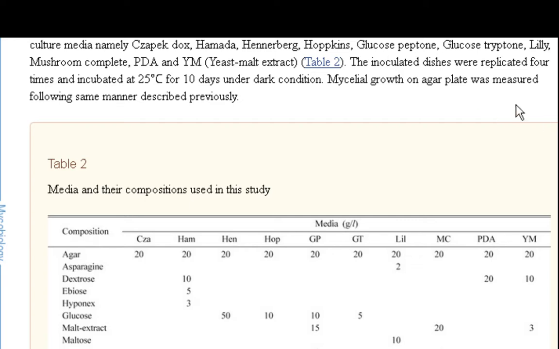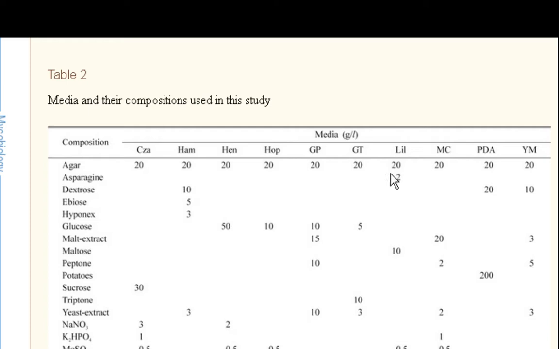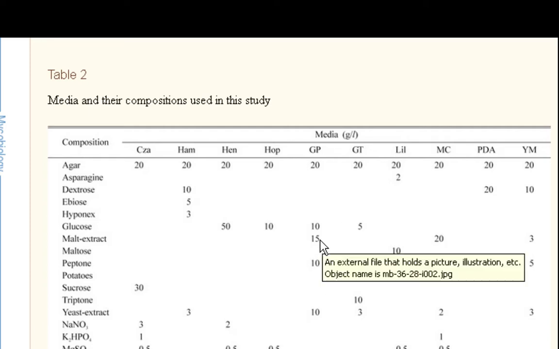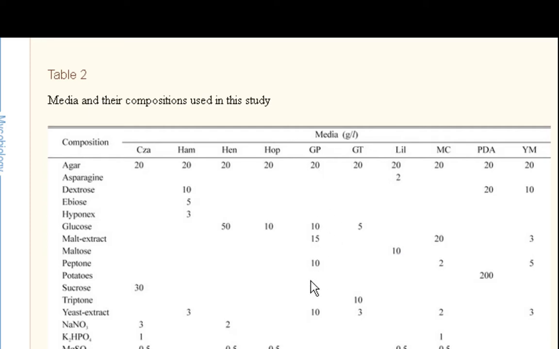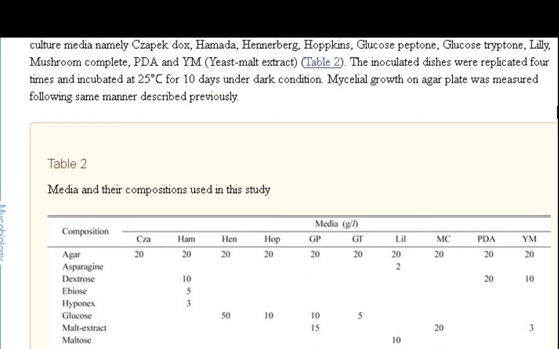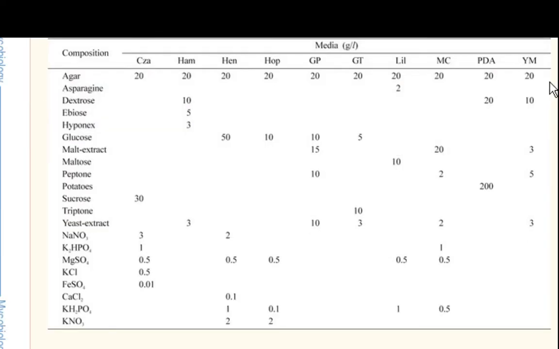Glucose, peptone. That uses malt extract and glucose and yeast extract. I don't believe that's what they're doing. I think all they're adding is peptone. And in both cases there's a malt extract added. So these are... and I'm using potato dextrose because it's easy.